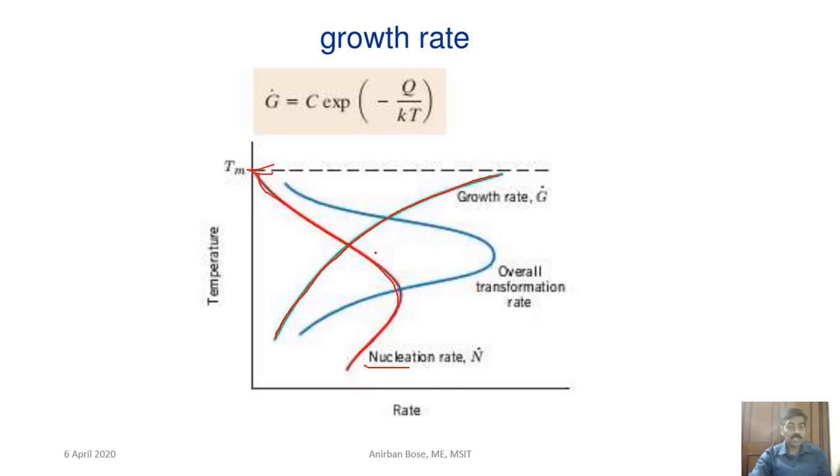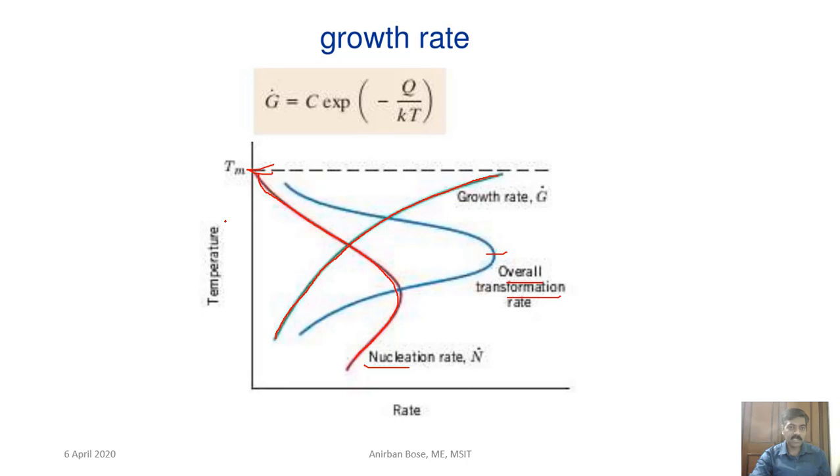So what is the combination? The combination is required because we ultimately want to find out the net transformation rate. This net transformation rate is the combination of nucleation and growth, because these are the two processes by which the net transformation takes place. So this blue line indicates the overall transformation, and you can see the overall transformation is like this.